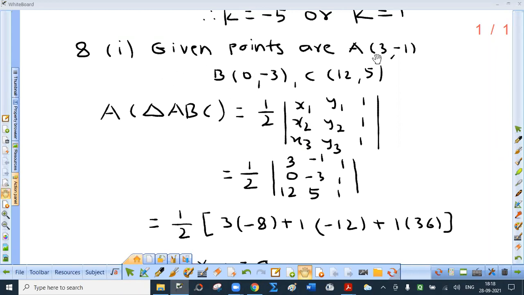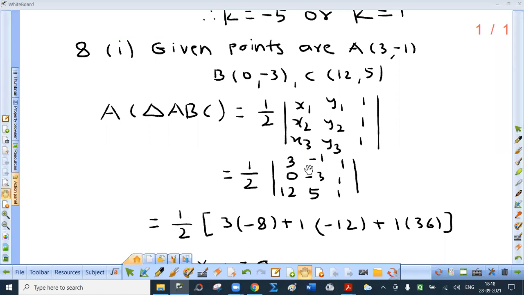First part, these are the given points A, B, C. Let us find area of the triangle. If area comes out to be non-zero, then triangle is formed, means points are non-collinear. If area of the triangle comes out to be 0, means triangle is not formed. So the conclusion is points are collinear.